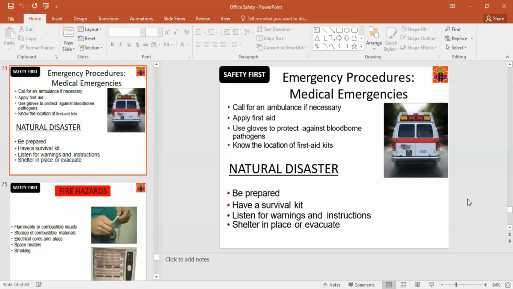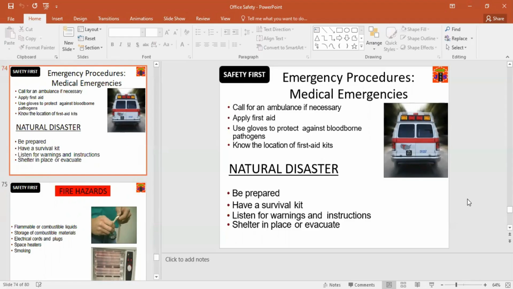If you want to know about the first aid procedure or the CPR, click on the link that is appearing on your screen and follow. First aid procedure, basic and advanced. What to do in case of natural disaster.